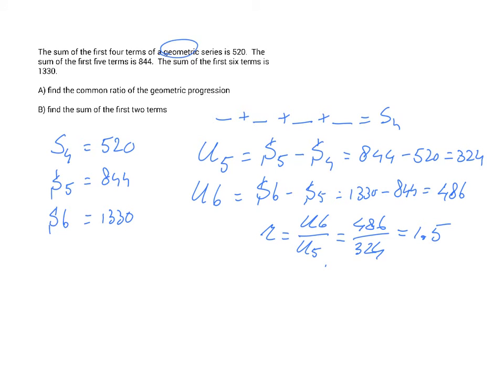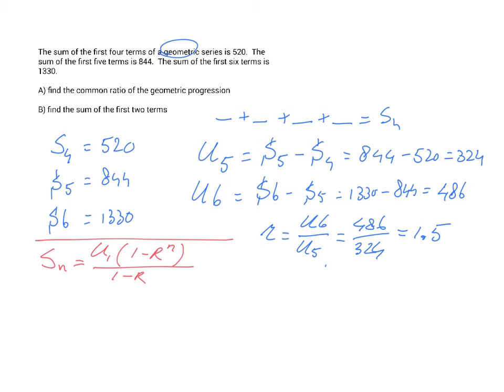Moving on to question B, find the sum of the first 2 terms. 2 ways you can do that. To find the sum of the series, the formula is given in your formula booklet, so you do not have to know this one by heart. Sn, the sum of the first n terms, equals U1 times 1 minus r to the power n over 1 minus r. As you can already see, we know r, we know n, the first 2 terms, but we need to know that first term, u1.